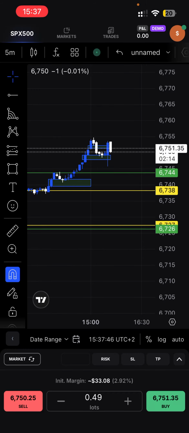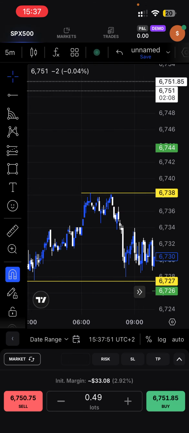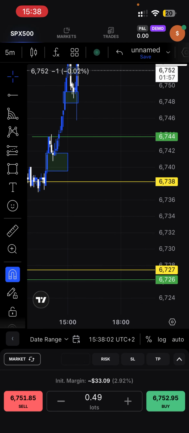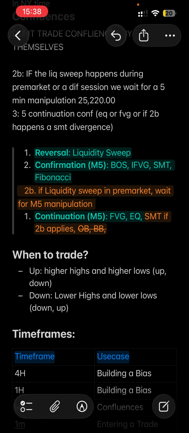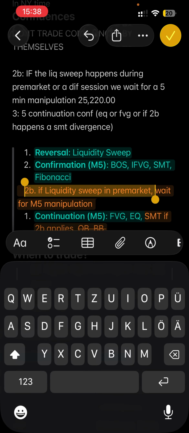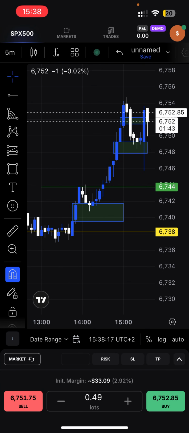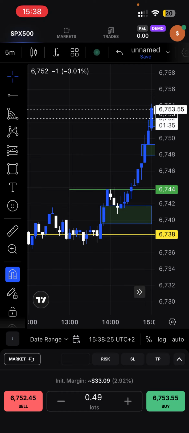Now, as you can see, we have Asian low, Asian high, and then London goes and sweeps out Asian low, and then goes up, sweeps Asian high. So if we go back to this thing, if liquidity sweep is in pre-market, wait for 5-minute manipulation. This green high right here is in fact in pre-market.